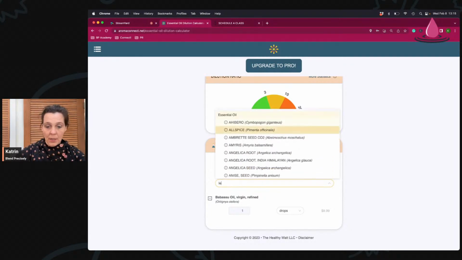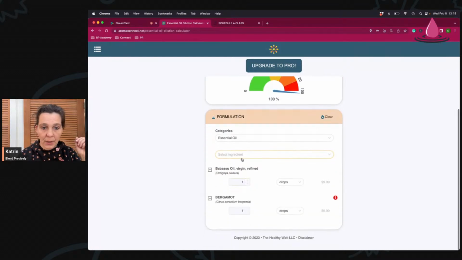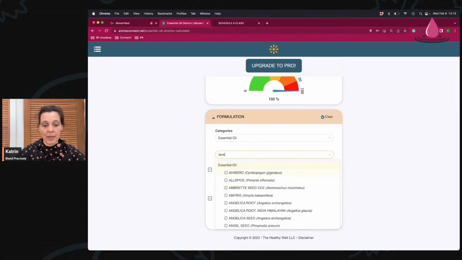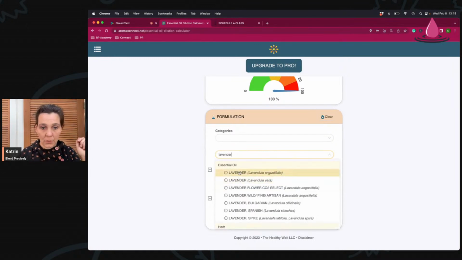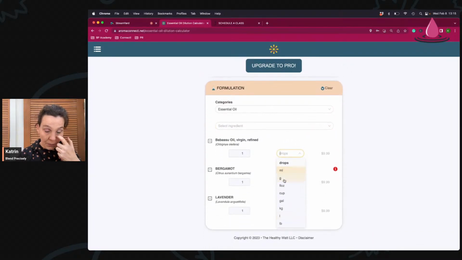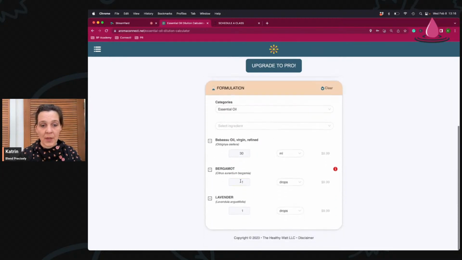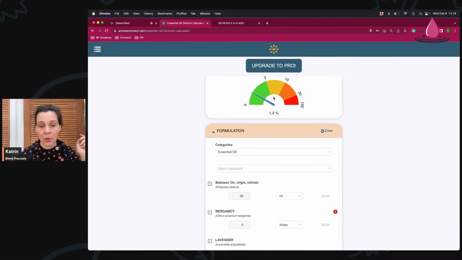Let's just take lemon. Hang on, I want bergamot today. Bergamot. And you can create your own blend then. And let's add lavender. And then you can see that here you can still choose your unit. In this case, let's take, I don't know why I chose Babassu right now, but that's what it is, 30 milliliters. And then you can see, okay, the dilution ratio is right now 0.24%. But then if you add, of course, more drops, the dilution ratio will change to 1.2%.